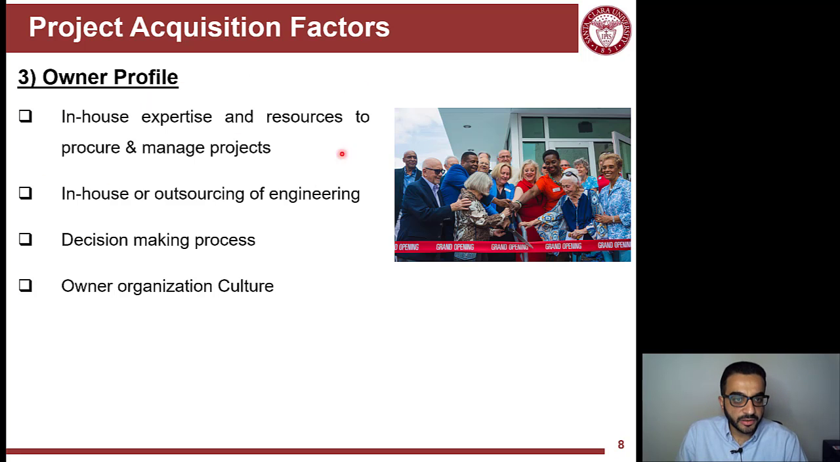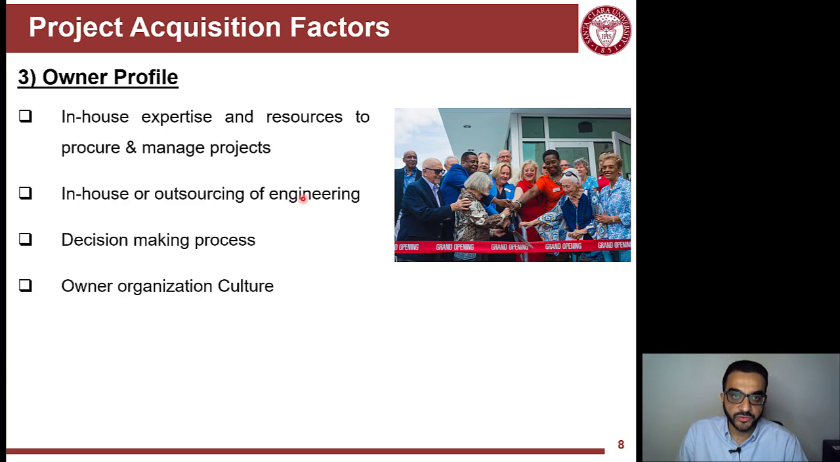The next group of factors here is the profile of the owner. Does the owner have any in-house expertise to manage the project or even design it? Or do they need to outsource everything related to this project to outside consultants? So you need to think about what you have in-house that can help with delivering this project and how much you need to outsource.